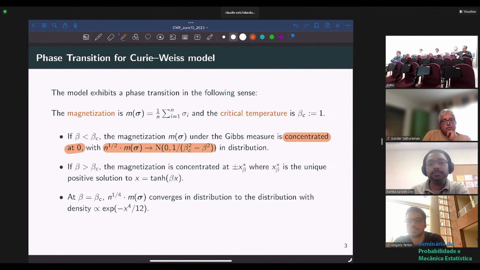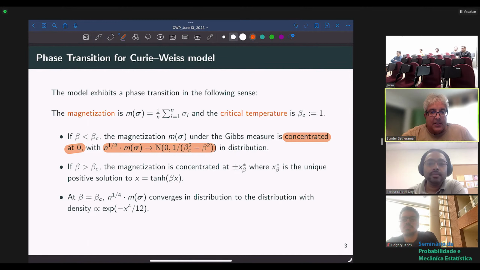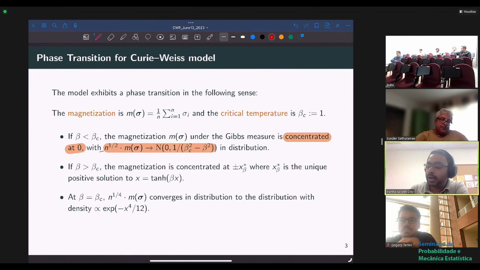So there is a question in the chat. He's asking, can you compute the variance of the fluctuation of the magnetization as n goes to infinity? This is from Yangri. Yes. So a consequence of this result is that if we look at the variance of m sigma, multiplied by n, this converges to 1 over 1 minus beta square for all beta less than 1 as n goes to infinity.